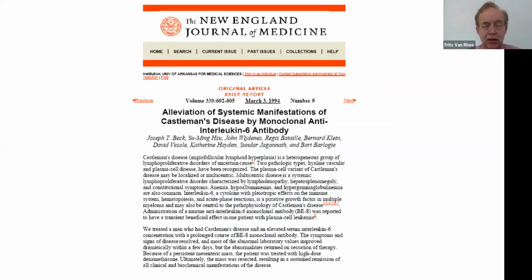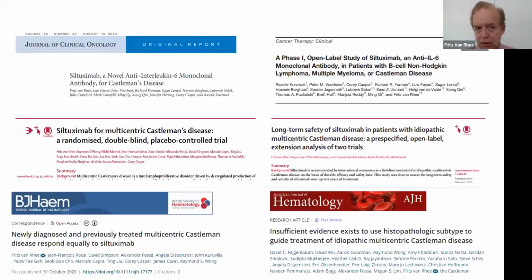So back in the 1990s, we already treated at our center a patient with anti-interleukin-6 antibody. This was an antibody that came from France and provided by Dr. Wijdenes, and that antibody was temporarily effective in a patient with Castleman's disease. However, it had a very short half-life. It was murine, and it was not further developed clinically. However, siltuximab that I show here originates from the Netherlands, and that antibody has now been commercially developed.